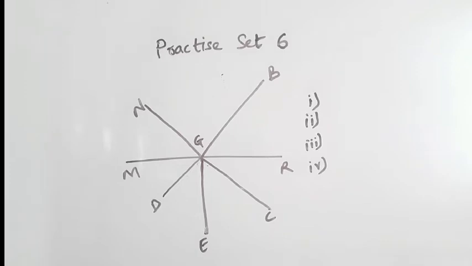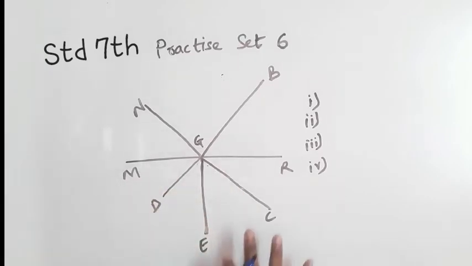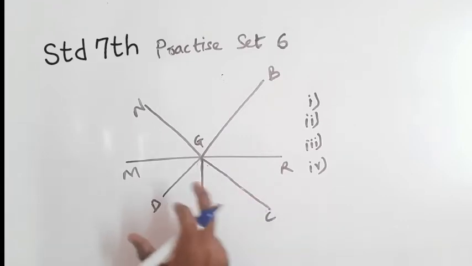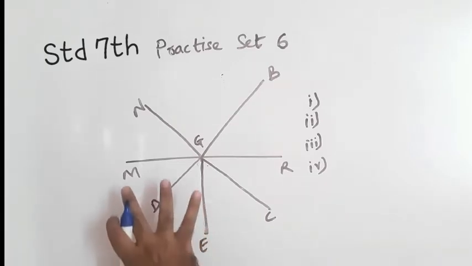Here we are with our practice set number 6. Here they have asked us to write the congruent segments. You can see there are many segments here. They have asked to use a divider and measure the segments and then write. Even by looking at them we can make out, but first I have measured them.